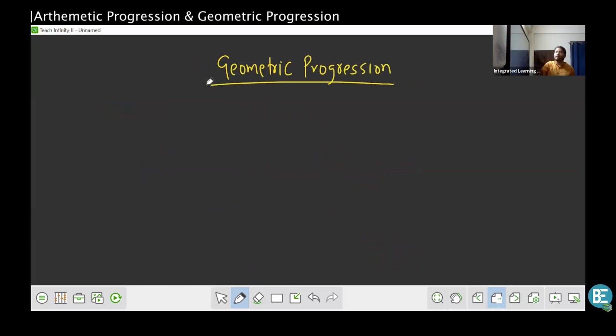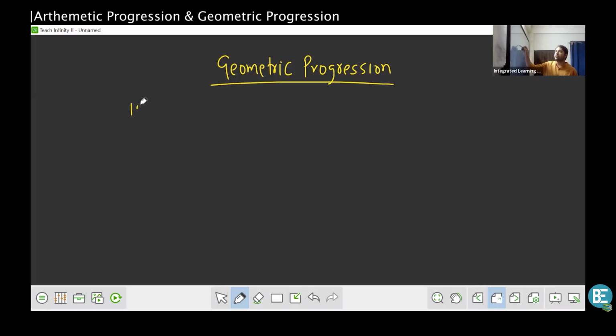In short, it is known as GP. As arithmetic progression is AP, geometric progression is GP. So what is GP? It is similar to AP. In the AP, the difference of any two consecutive terms is constant. In GP, we have the ratio of any two consecutive terms constant. That means the next term will be found by multiplying by some constant.